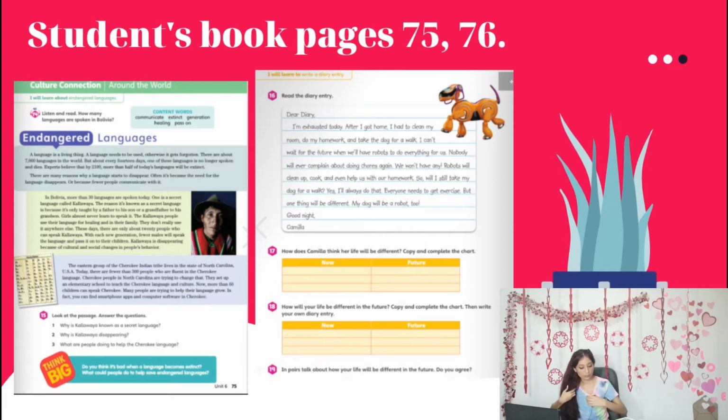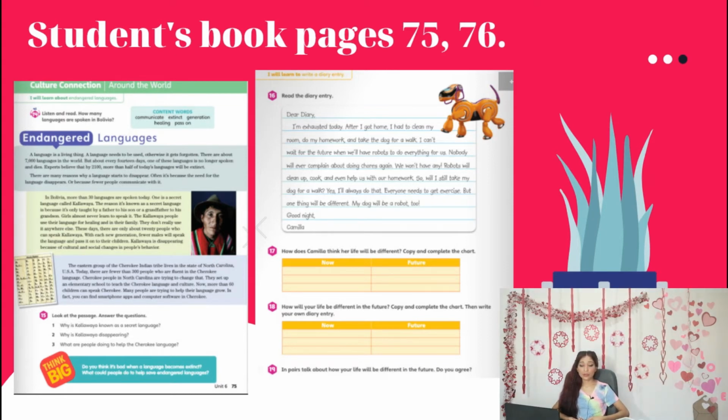The eastern group of the Cherokee Indian tribe lives in the state of North Carolina, USA. Today there are fewer than 300 people who are fluent in the Cherokee language. Cherokee people in North Carolina are trying to change that. They set up an elementary school to teach the Cherokee language and culture. Now more than 60 children can speak Cherokee. Many people are trying to help their language grow. In fact, you can find smartphone apps and computer software in Cherokee.